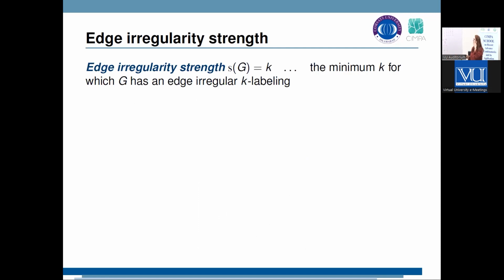Okay, so let's check some bounds of this parameter. What is the lower bound for this irregularity strength, for this graph invariant? It is the maximum of this fraction and the maximal degree of the graph. Let me discuss a little bit more about these two members of this set. Why do we have this?